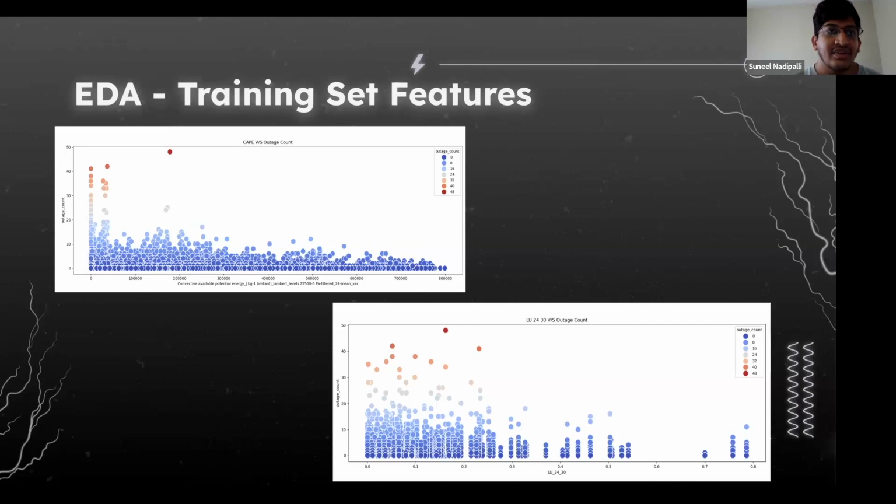So here are two examples of features that we ended up including in our final training set. As you can see, both CAPE, which stands for convective available potential energy, and LU2430, which stands for land units, have a direct relationship with the outage count in that as both of them increase, the outage count decreases.